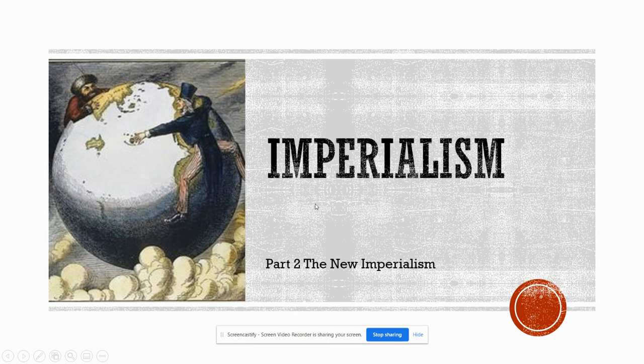So the old imperialism is really kind of talking about the American colonies, Spain, in Latin America, and places like that. So this is going to be the new imperialism.